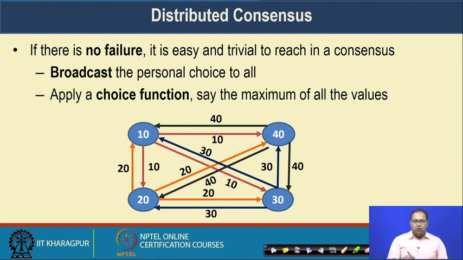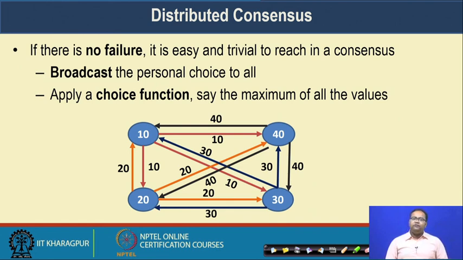So, here are 4 nodes, and individual nodes make a choice of 10, 20, 30 or 40, and they inform their individual choices to all other nodes in the network. Whenever every node receives all the choices from all the neighbors, they can apply a max function to find out the maximum. You can easily see that everyone will reach the value 40 if they apply the maximum function to all the received values. So, whenever we say that achieving consensus in this particular architecture is easy and straightforward, it is under certain scenarios.